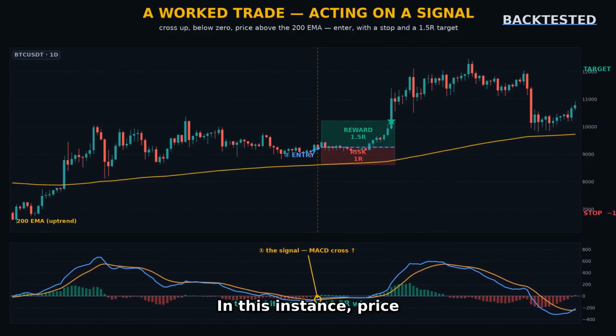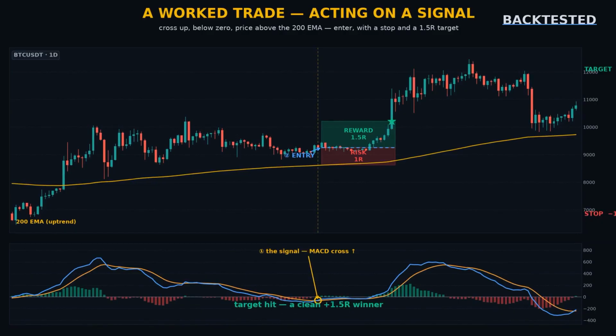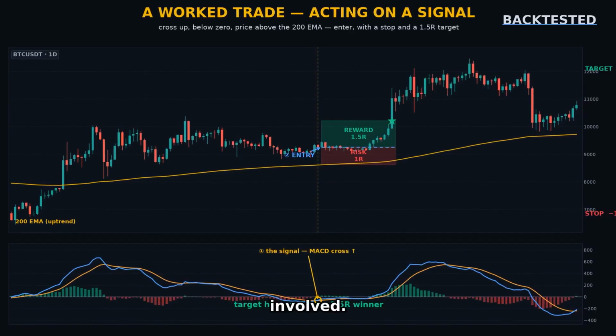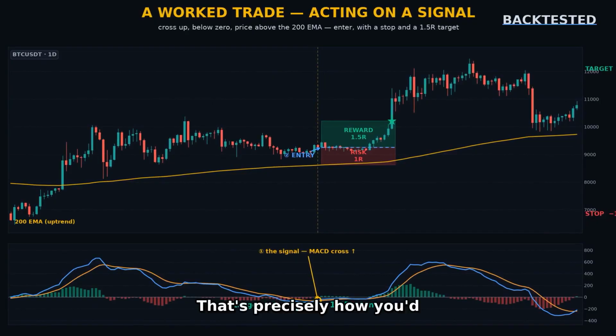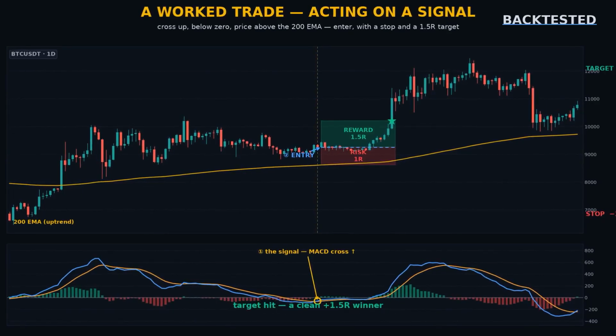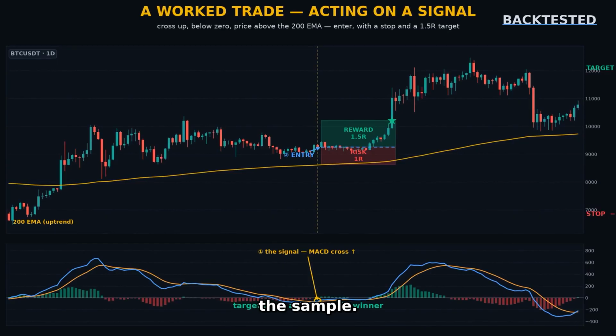In this instance, price runs up and tags the target before hitting the stop. A clean winner, booked by rule, no emotion involved. That's precisely how you'd act on a signal in this system. Fixed entry, fixed stop, fixed target. One trade tells you nothing, though. The truth lives in the sample.